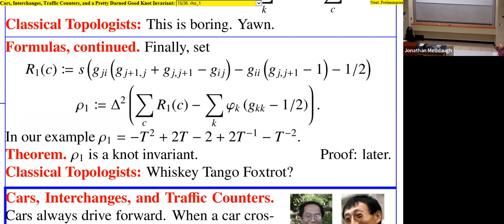Now, and then in our specific example, it's just brainless computation. Row one comes out to be this polynomial. Okay, I claim that row one is a knot invariant, and I will show it later. I will also show you that it's strong, fast, and I'll discuss why it's homomorphic without showing.